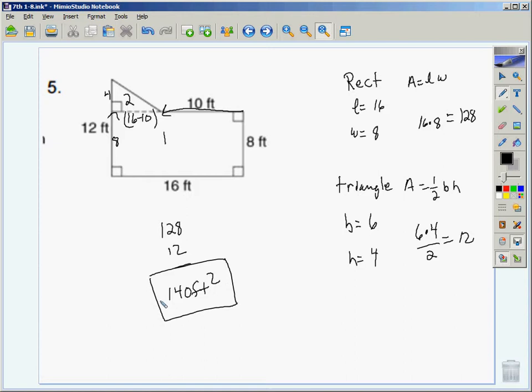Does everybody see the method that I'm using? It really is the method that's going to keep you from making simple mistakes. Take the time to show each individual piece, break it apart. It's also going to make it so that I can figure out if you did make a mistake, where the mistake might be made. Pretty good?